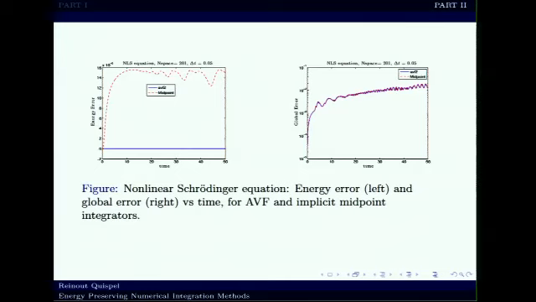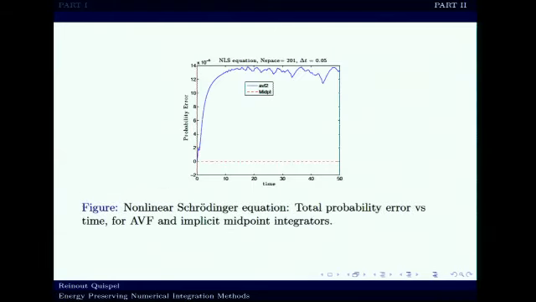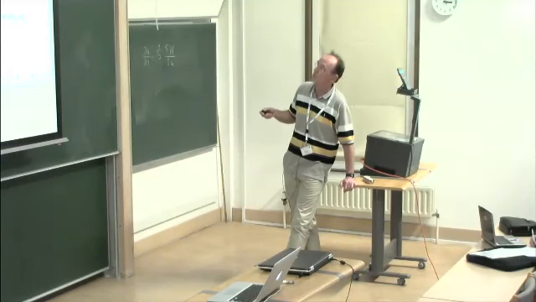On the other hand, which I'll show in a minute, for the global error, they're very similar. The only thing that the midpoint rule does better is preserve the total probability, because that's preserved by symplectic methods, and which is not preserved by this particular energy preserving method.